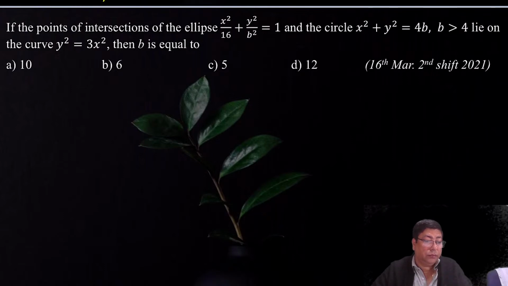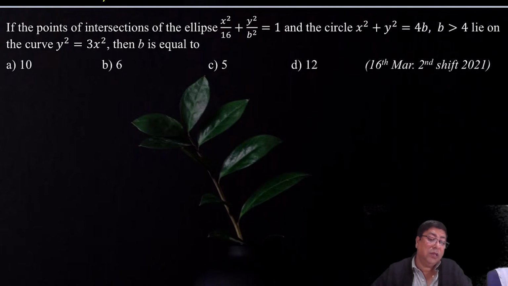Next question. If the points of intersection of the ellipse and the circle lie on the curve y square equal to 3x square, then b equal to what? So our target should be that we'll finish all different types, some selected sums from PYQ as well as some expected sums from conic section today.